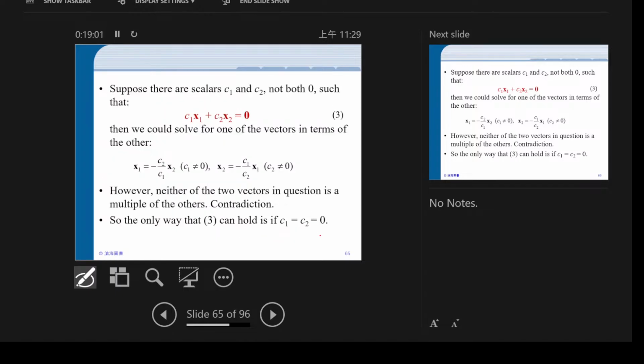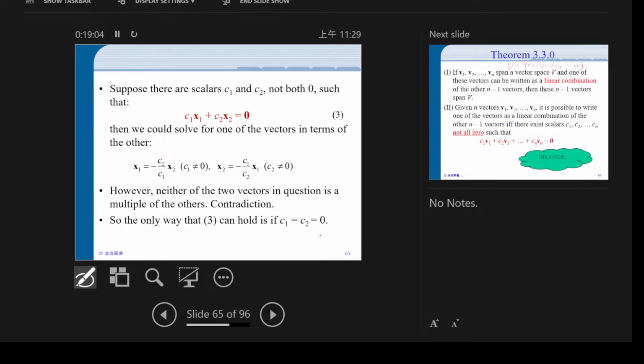So in general, now we just have arbitrary x1 and x2, and let's say they satisfy c1 x1 plus c2 x2 equals 0 for some non-zero c1 and c2. Then you can write x1 as some number times x2, or x2 as some number times x1. So if c1 is not equal to 0, you can write this, and if c2 is not equal to 0, you can write this.